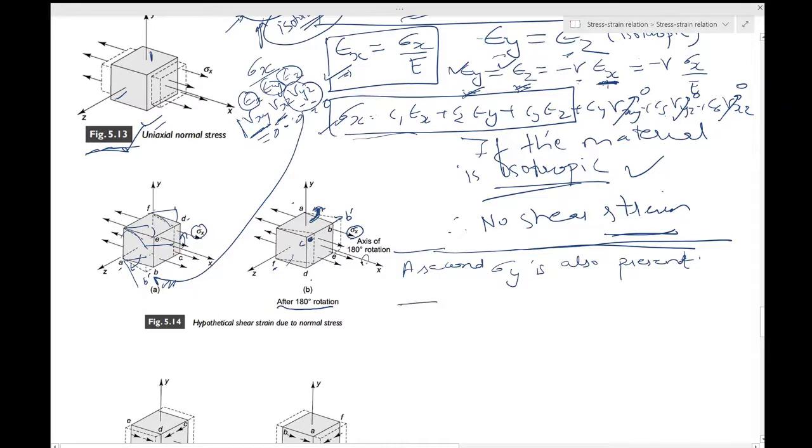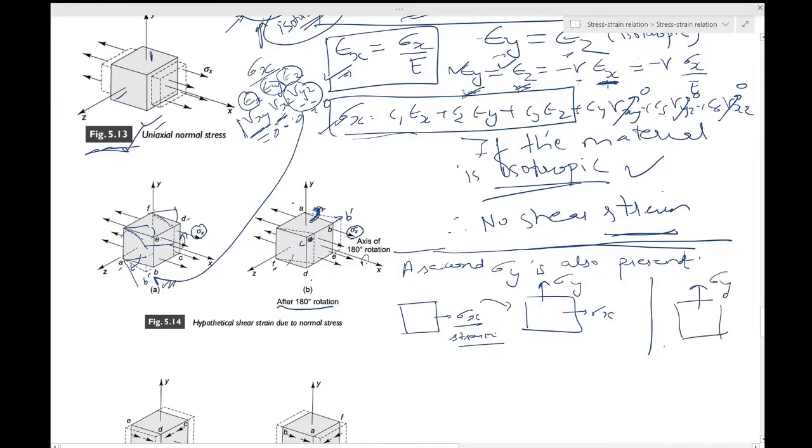Consider a case, okay, I'm just drawing a 2D picture in which you have sigma x which was acting, and then you act sigma y. Now this will have its own strains which it has produced, and if there was a sigma y alone, it would have its own strains which it would have produced, and you would have been able to find it by the method which we have just gone through.